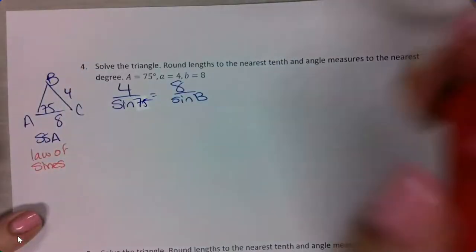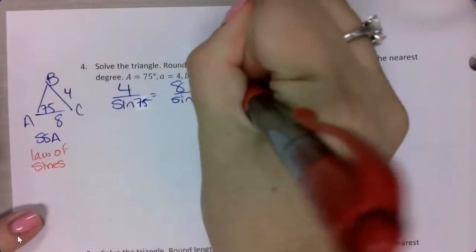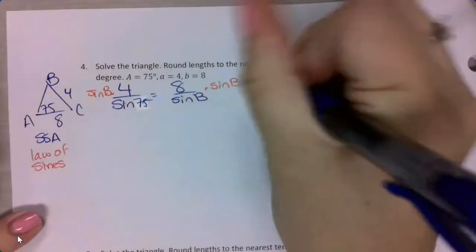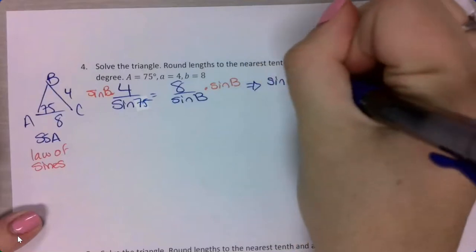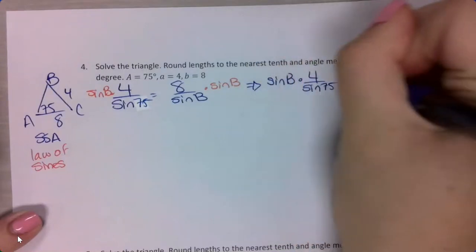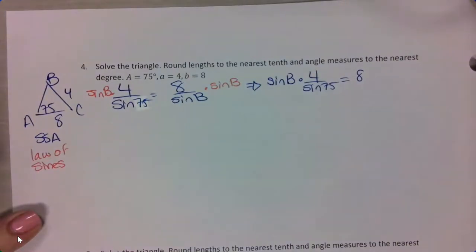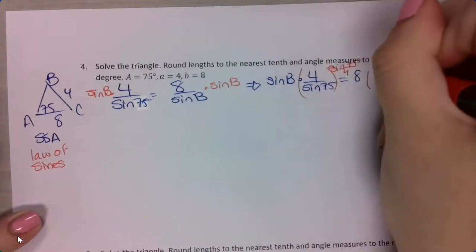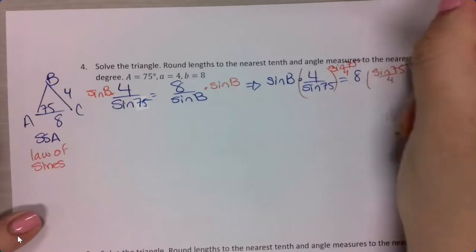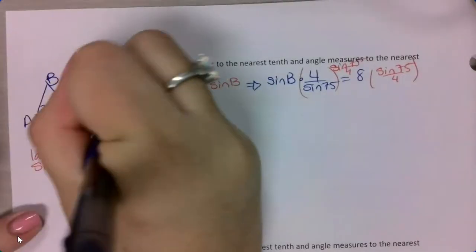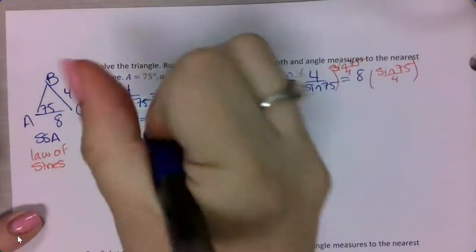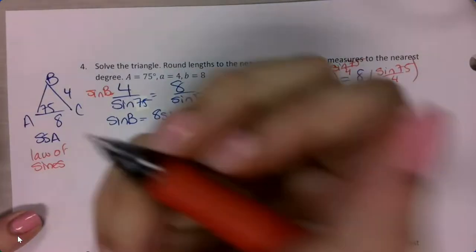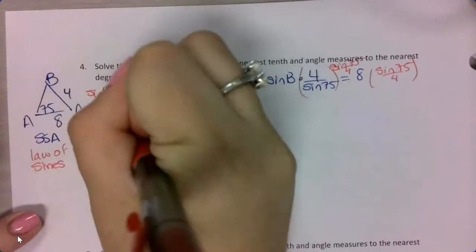So then I want to isolate my variable for B. I need to start off by getting it out of the denominator. I'm going to multiply both sides by sine of B. So this gives me sine of B times 4 over sine of 75 equals 8. I want to get rid of this fraction, so I'm going to multiply by the reciprocal. This gives me sine of B equals 8 sine of 75 over 4. I need to find the inverse of this. So isolate my variable.